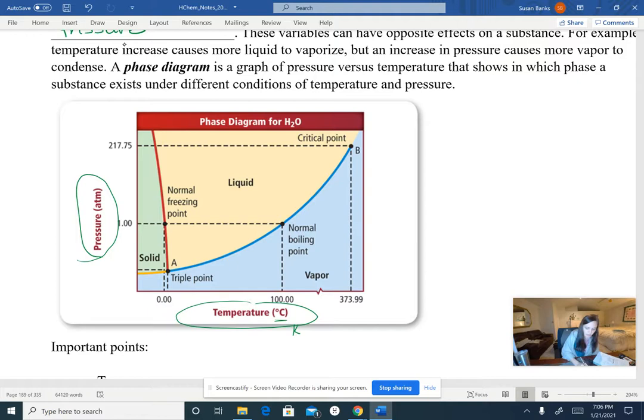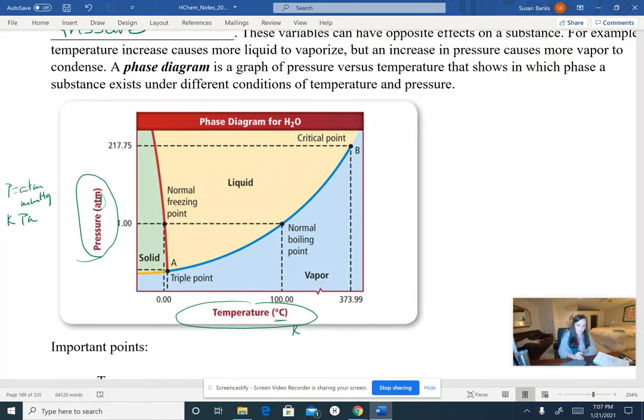Pressure can be in atmospheres, it can be in millimeters of mercury. I've seen it in pascals. I've also seen it in kilopascals, all kinds of stuff. Normally it's in atmospheres, but not always. We can vary the units of the pressure a lot.